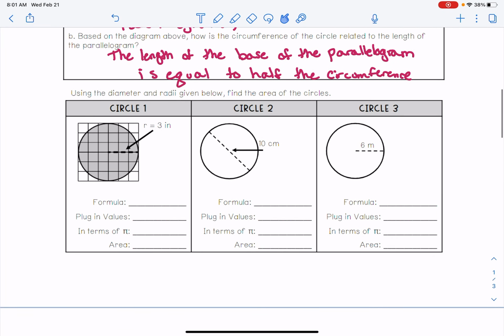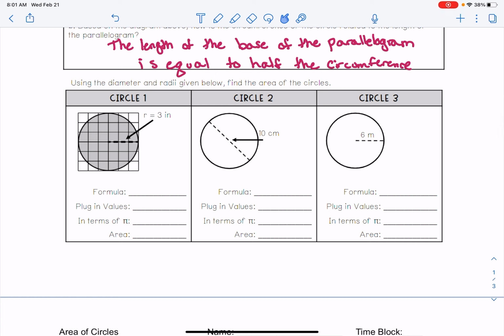So moving down here, it says using the diameter and radii, which is plural for radius, given below, find the area of the circles. So for circle 1, it wants our formula, and our formula is area equals pi r squared. We're going to start by plugging in the values for the radius. They told us that the radius equals 3. So I'm going to rewrite my formula, keep my symbol for pi, but instead of r, I'm going to use the number 3.